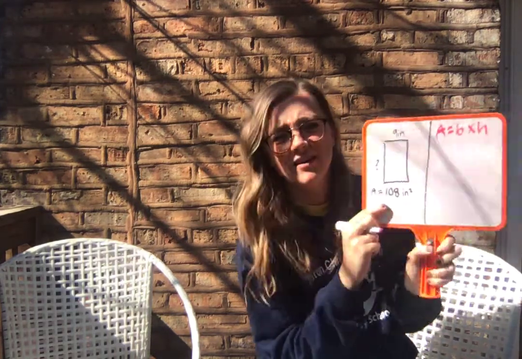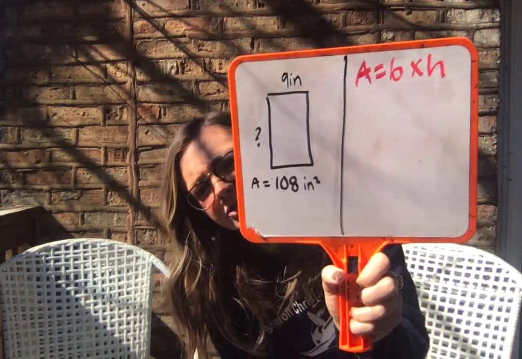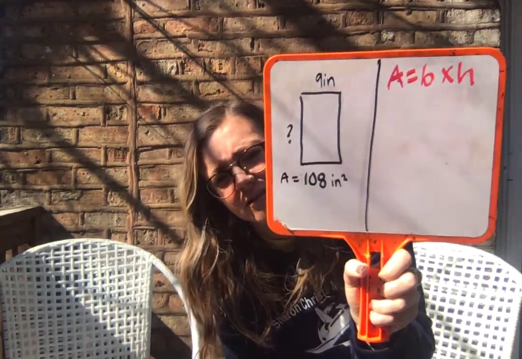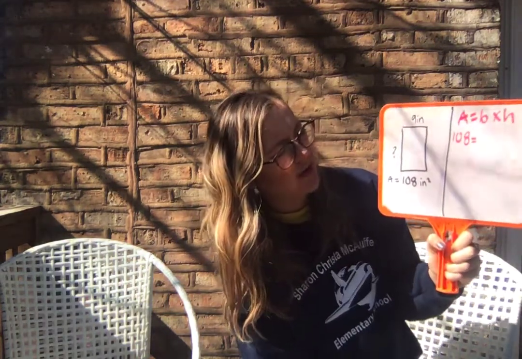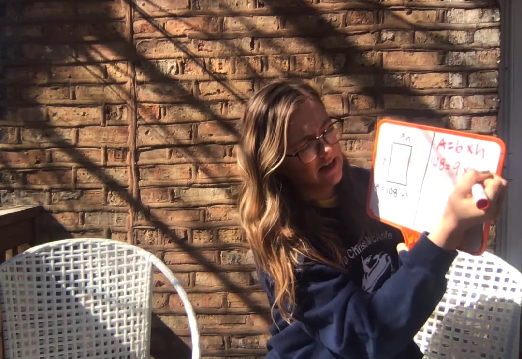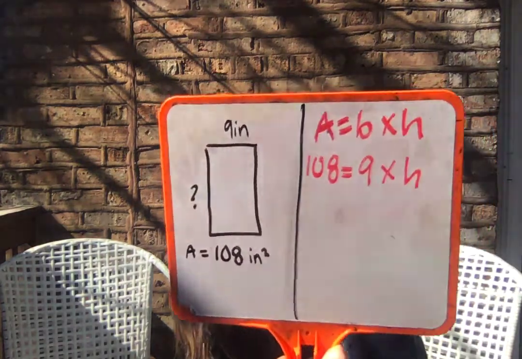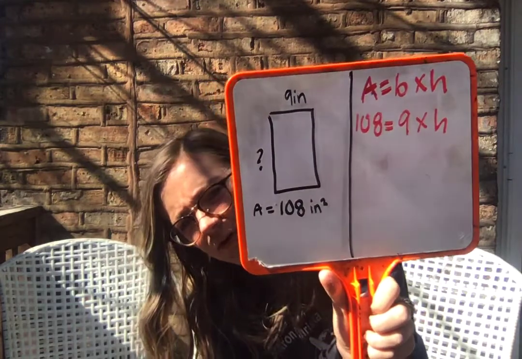Area equals base times height. Do I know the area? What did you say the area was? 108. Do I know the base of my shape? Yes, it is 9. And I don't know the height, so I'm just going to write H.